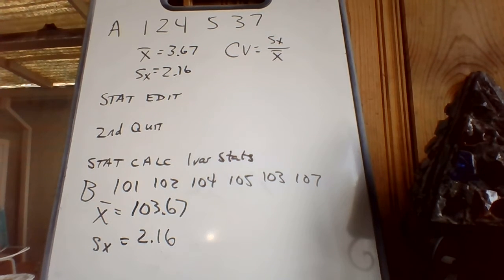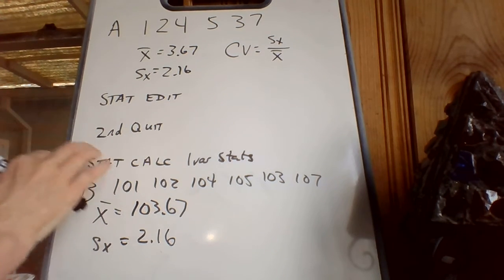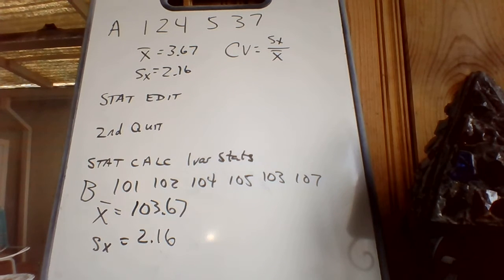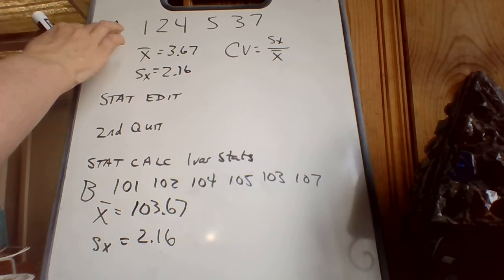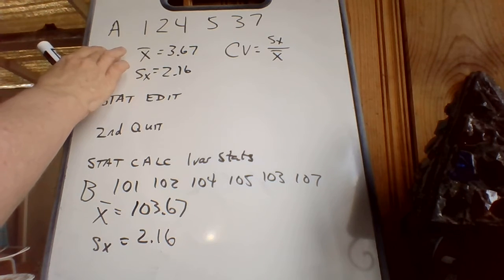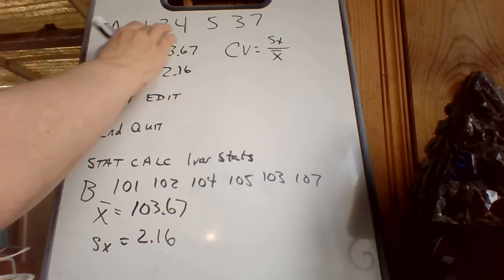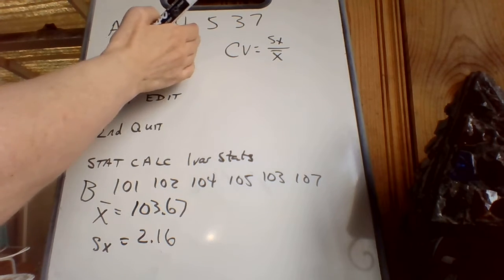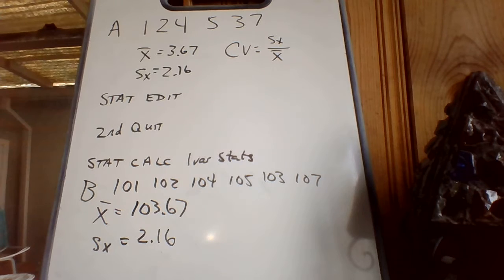Question number 8. Okay, I left these same instructions up here: stat edit, second quit, stat calc, one variable stats, because I need them again. All right, so the first thing there was list A, test solution A, and these numbers. And I put them in, and I did one variable stats on them, and I got the mean and the standard deviation.